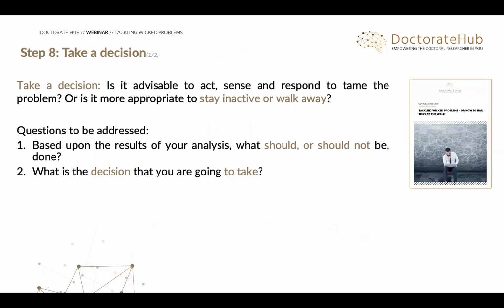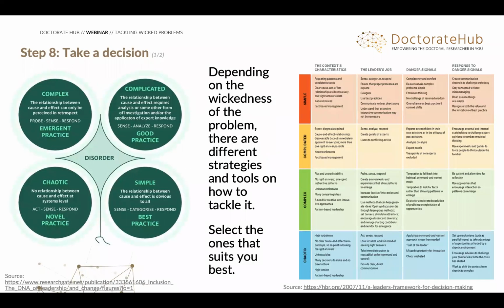And finally, with all of the knowledge at hand, with all of the literature reviewed, with all of the analytics done, we need to take a decision. Is it advisable to act, sense, and respond to tame the problem? Or is it more appropriate to stay inactive or to walk away? Now, this is something we need to answer for ourselves. And there are good guidances that can help us to identify what to do. I here just presented two, and depending on the type of the wickedness of the problem, we then need to identify what are the appropriate strategies that we might want to adopt and what are the actions.